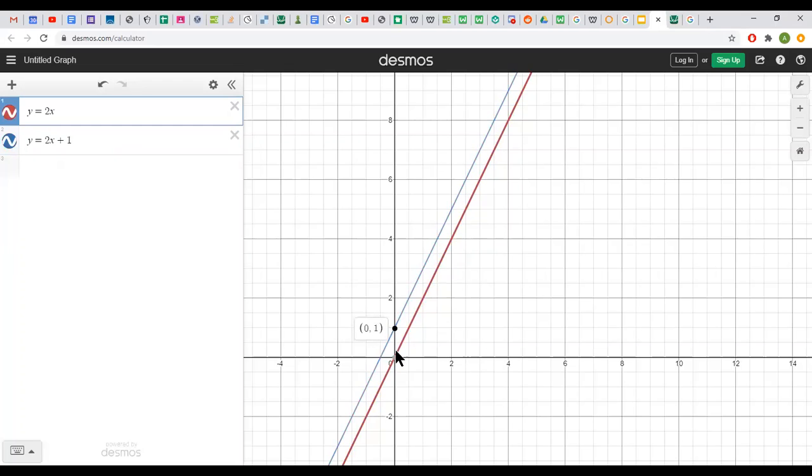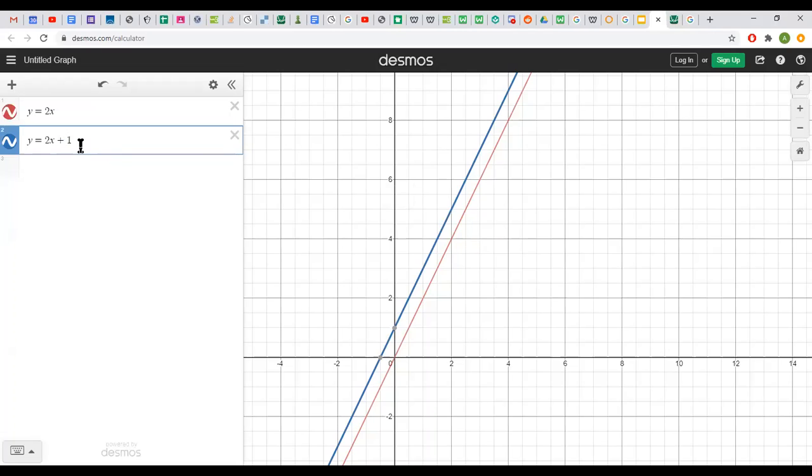We can see here, for example, in our red graph, we have the point 0, 0, and in our blue graph, we have the point 0, 1. Let's take another example. In our red graph, we have 2, 4, but in our blue graph, we actually have 2, 5. So for y equals 2x plus 1, our y value is going to be 1 unit above our y value for y equals 2x.